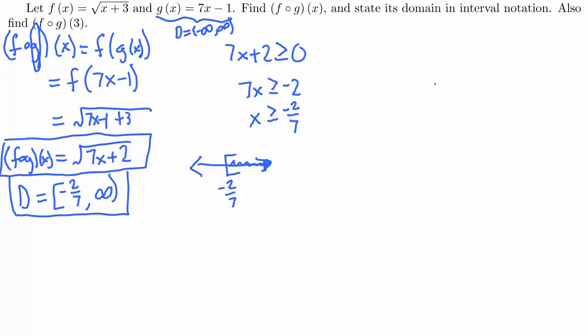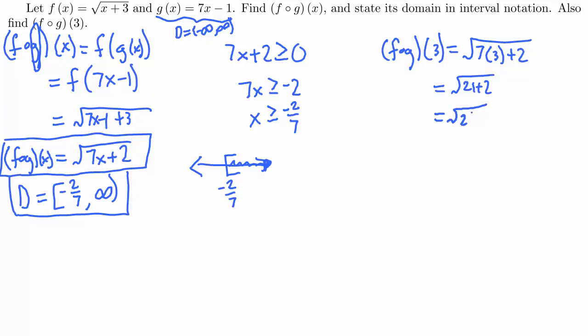Now for the last part, I want to find f composed of g of 3. Some people like to go back to the original two functions here, but there's no reason to do so. What you can do instead is go back to your function that you have here and simply replace x with 3. So that gives me 7 times 3 plus 2. So the 7 times 3 is 21, and 21 plus 2 is 23. And that tells me that f composed of g of 3 is the square root of 23.